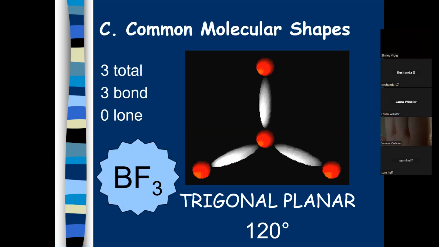And see, there it is, BF3. So again, the boron would be right here, right? And these are your fluorines.